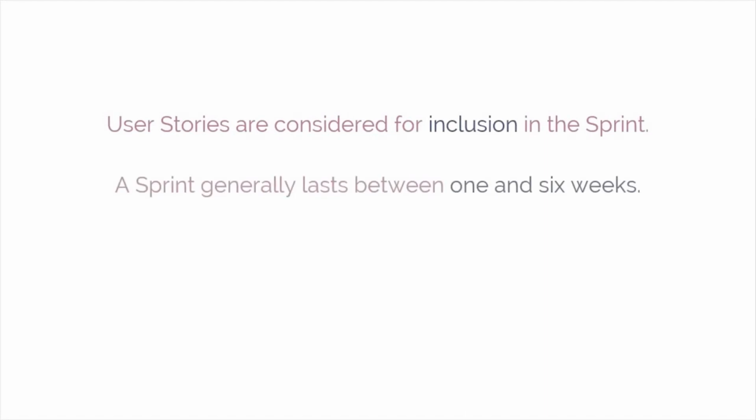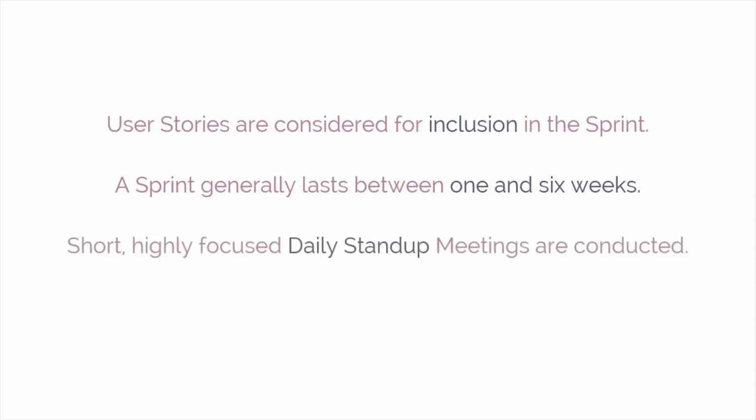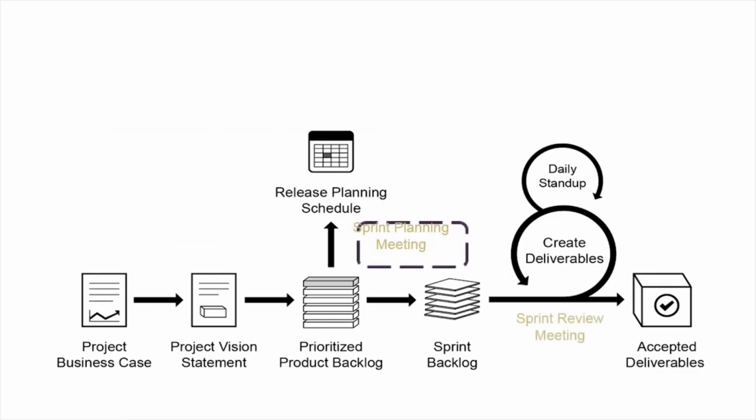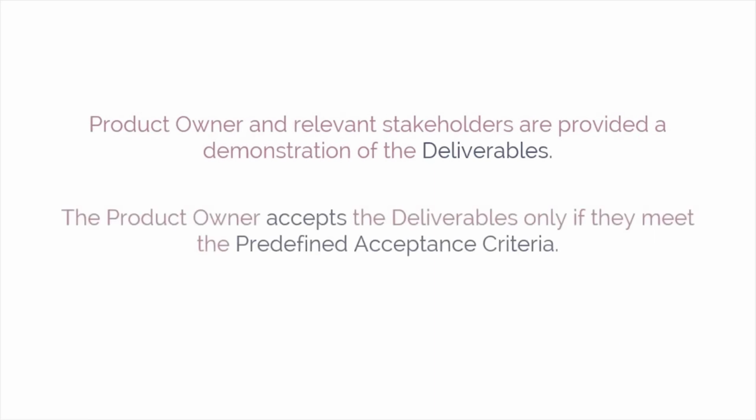A sprint generally lasts between 1 and 6 weeks and involves the Scrum team working to create potentially shippable deliverables or product increments. During the sprint, short, highly focused daily stand-up meetings are conducted where team members discuss daily progress. Toward the end of the sprint, a sprint review meeting is held, during which the product owner and relevant stakeholders are provided a demonstration of the deliverables. The product owner accepts the deliverables only if they meet the predefined acceptance criteria.